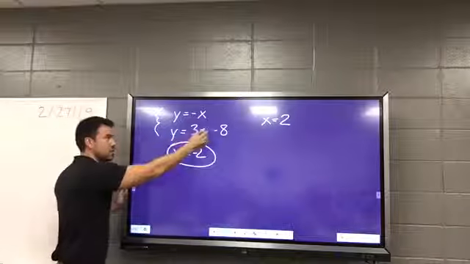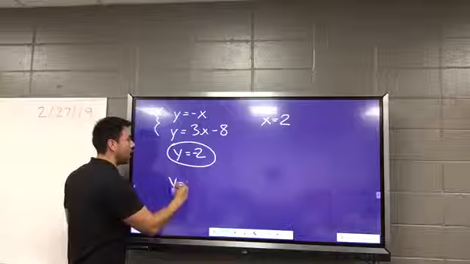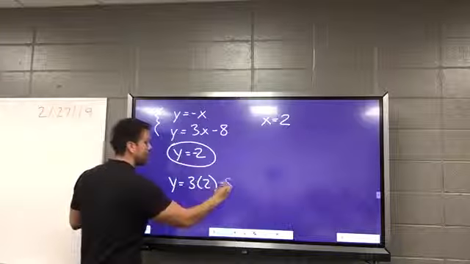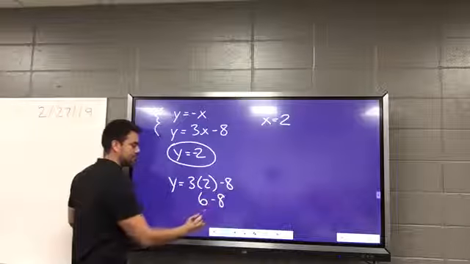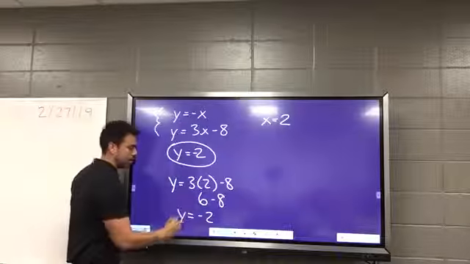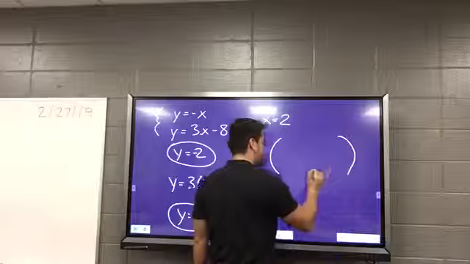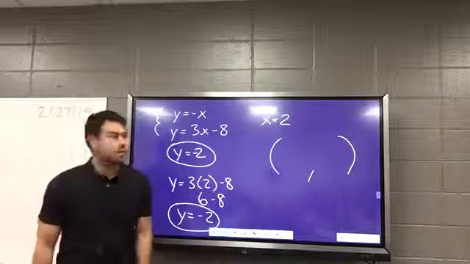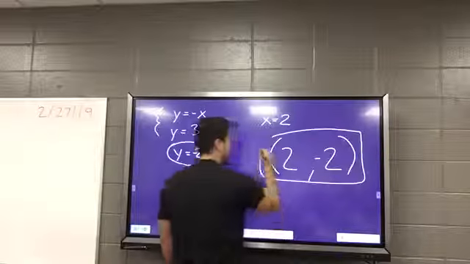How many of you substituted into the bottom equation? Okay, so here you should have gotten y equals 3 times 2 minus 8. What's 3 times 2? Minus 8? You get the same thing no matter what. You should get the same thing. What's my final answer? 2, negative 2. That's my final. That's what I want to see on these answers.